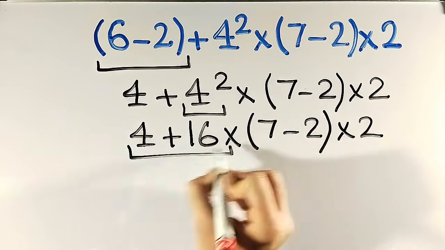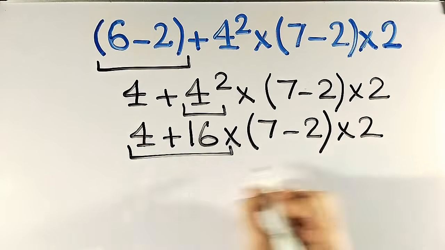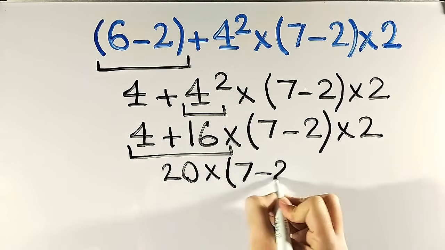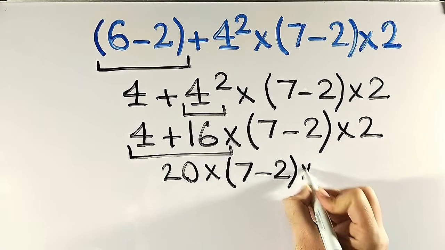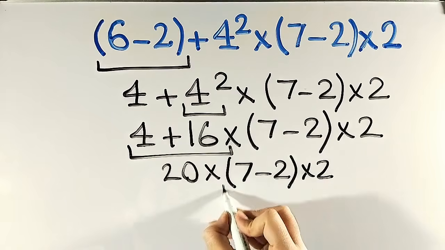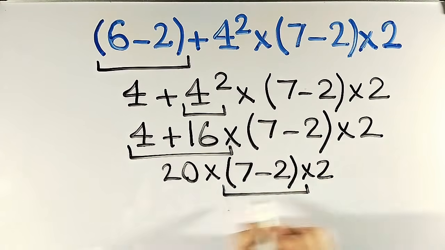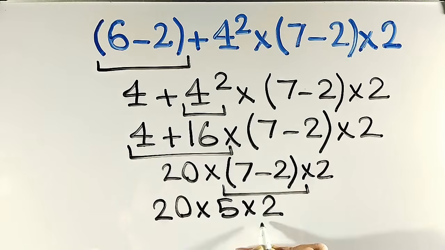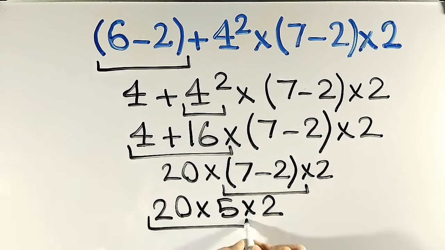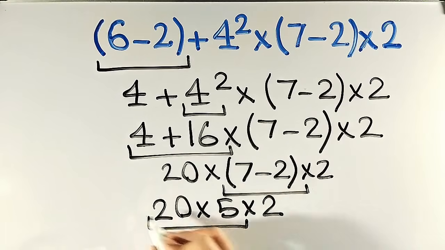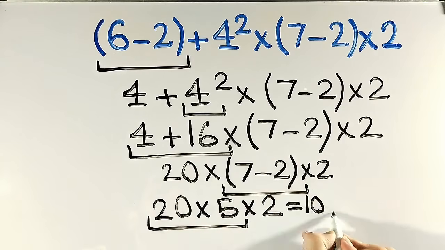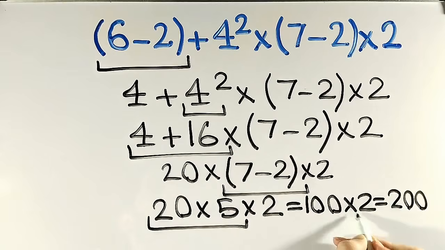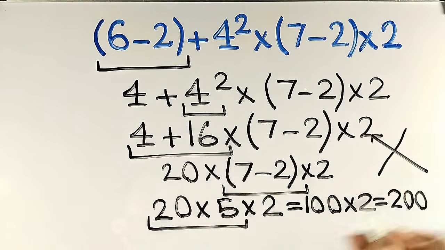Then they go for the addition between 4 and 16 and write this expression as 20 multiplied by open parentheses 7 minus 2 close parentheses multiplied by 2. Next, they go to the expression inside the parentheses and write this expression as 20 multiplied by 5 and times 2. And the final step, they go for the multiplication between 20 and 5. And instead of this expression, they write 100 multiplied by 2, which finally gives them the answer 200. However, it's not the correct answer to this question.